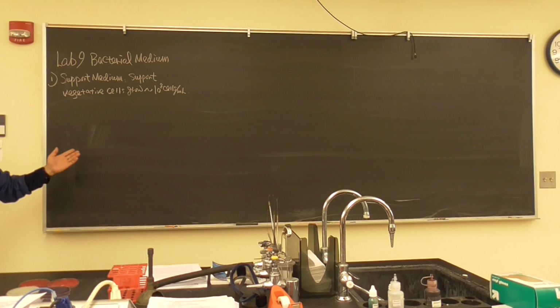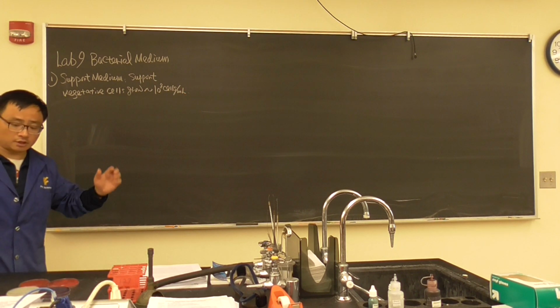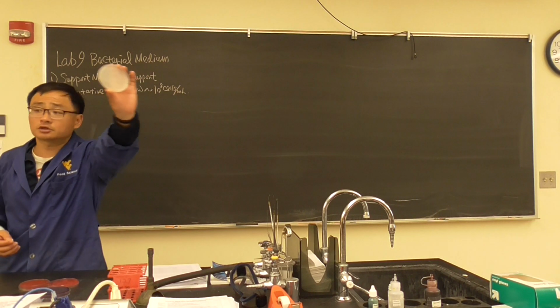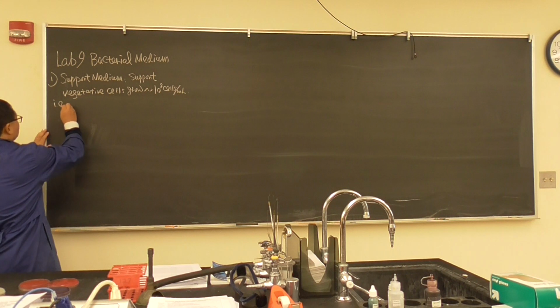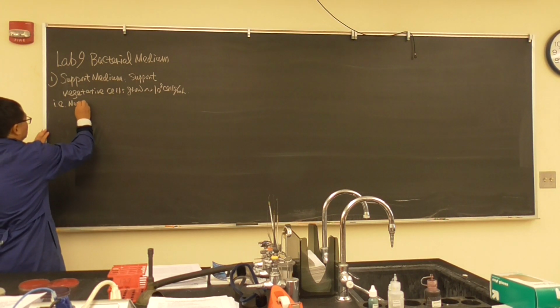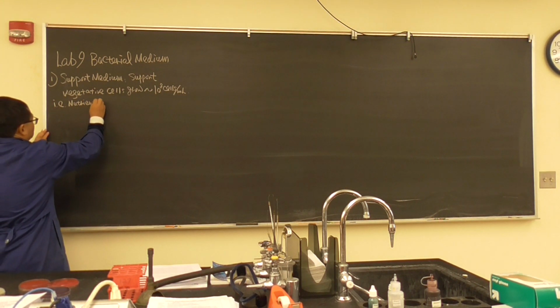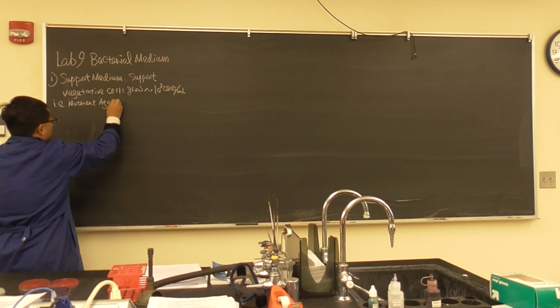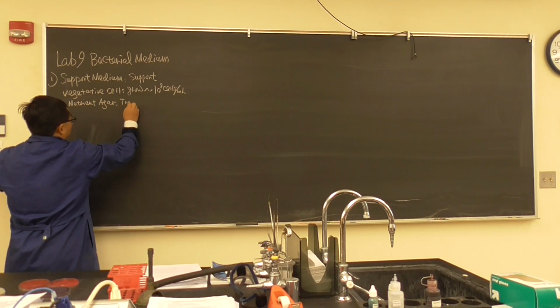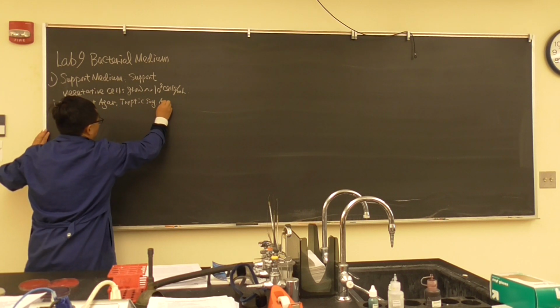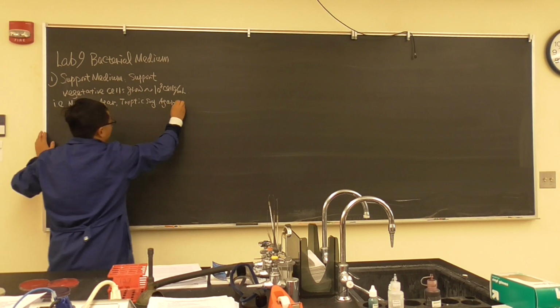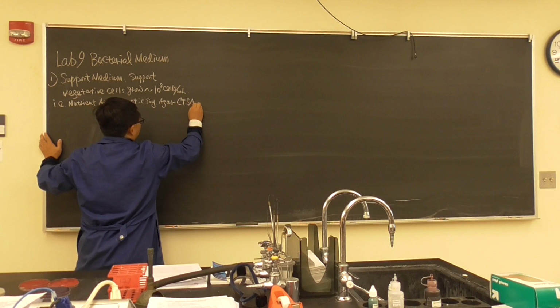It could be the nutrient broth. Here what we have is nutrient agar. So the examples will be nutrient agar or tryptic soy agar, and this one we use a lot in the lab. We call it TSA, the acronym.